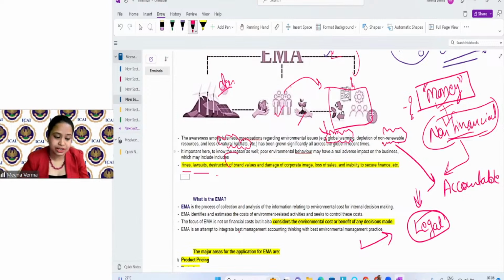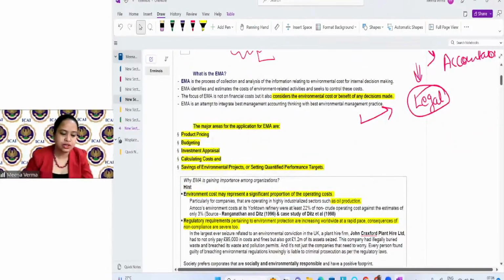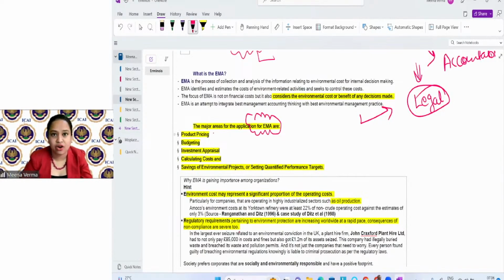And if they damage the environment, maybe sometime they will lose their brand loyalty, brand image, brand value. All right. So we have to consider all these things. So major areas of application of environmental management accounting: we will consider environmental management accounting for the pricing of the product, budgeting, investment appraisal, cost calculation, and saving the environmental project.